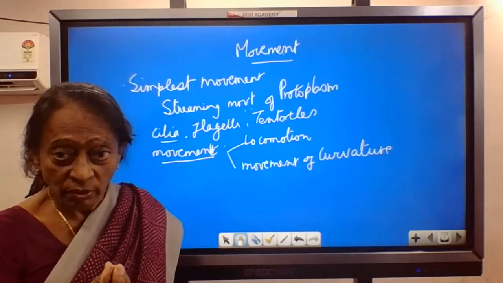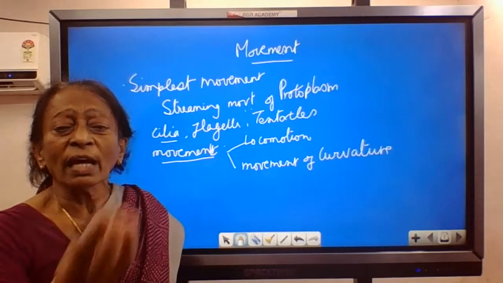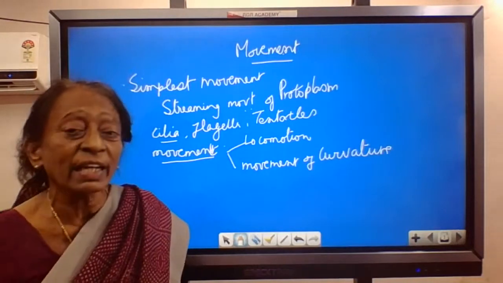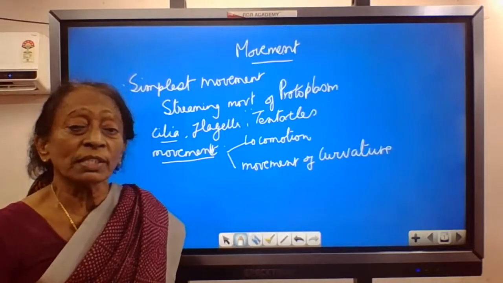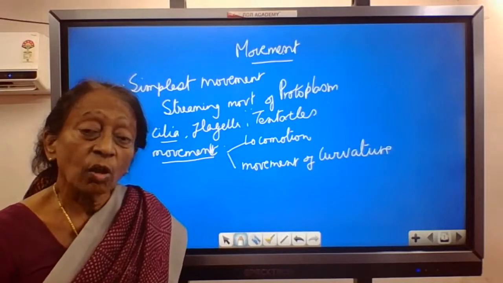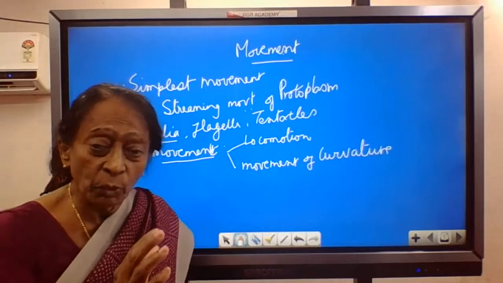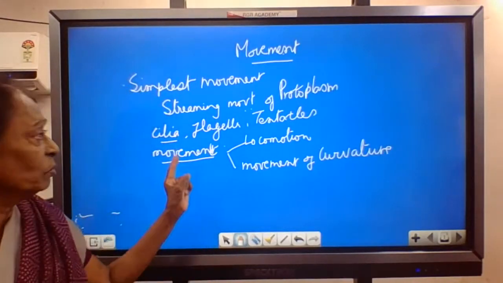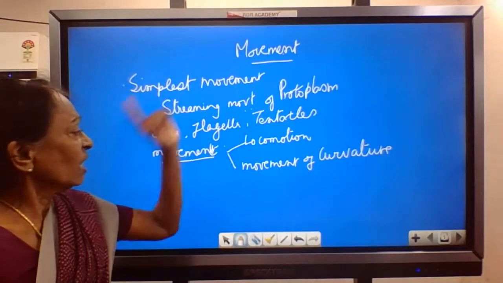It moves. You take this one, what is the thing? RBC. RBC has no movement. It gets carried away by the water current. You take WBCs, macrophages, or lymphocytes. They show amoeboid movement. So we will take the ciliary movement, flagellar movement, and amoeboid movement.